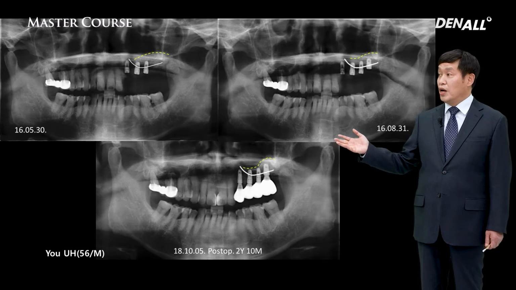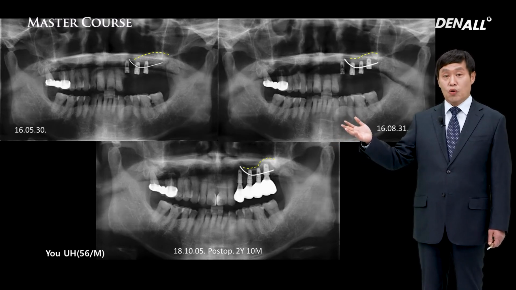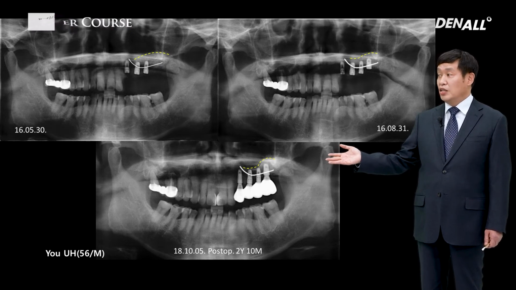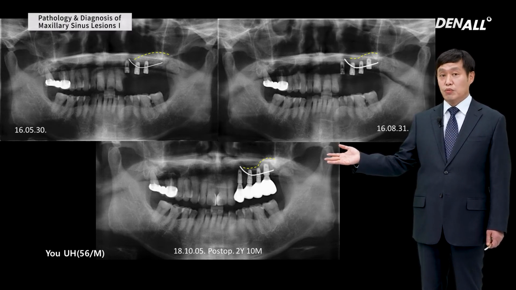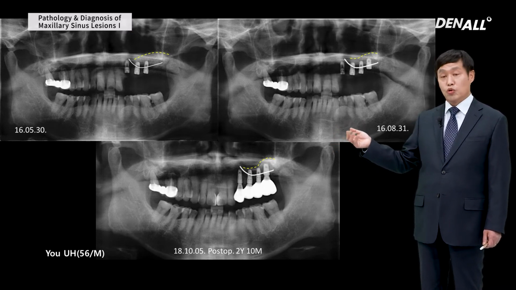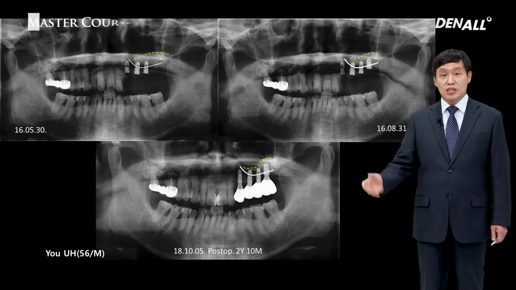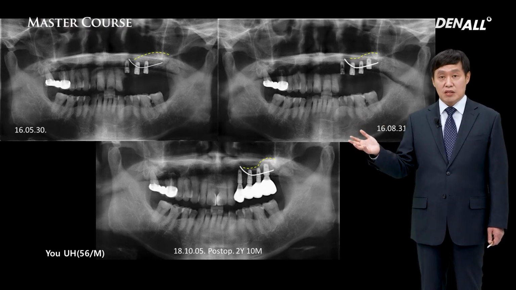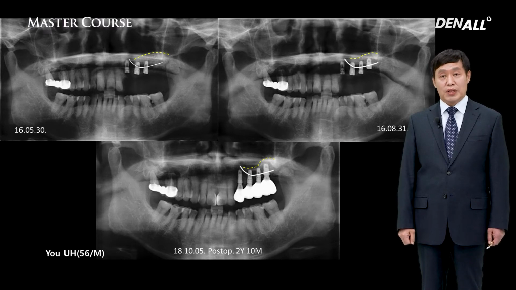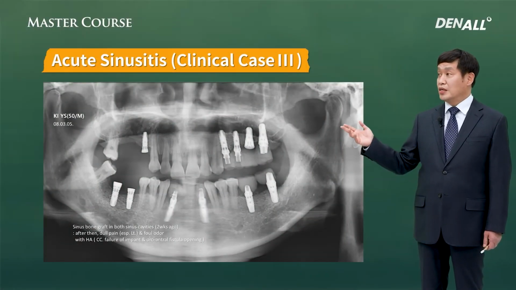If you look at this patient, May 2016, at the bottom is 2018, 2 years and 10 months since surgery. The graft material, due to infection, had less bone formation. However, medication solved all issues related to acute sinusitis, and this was resolved without having to remove the bone graft. Let me show you the next case.